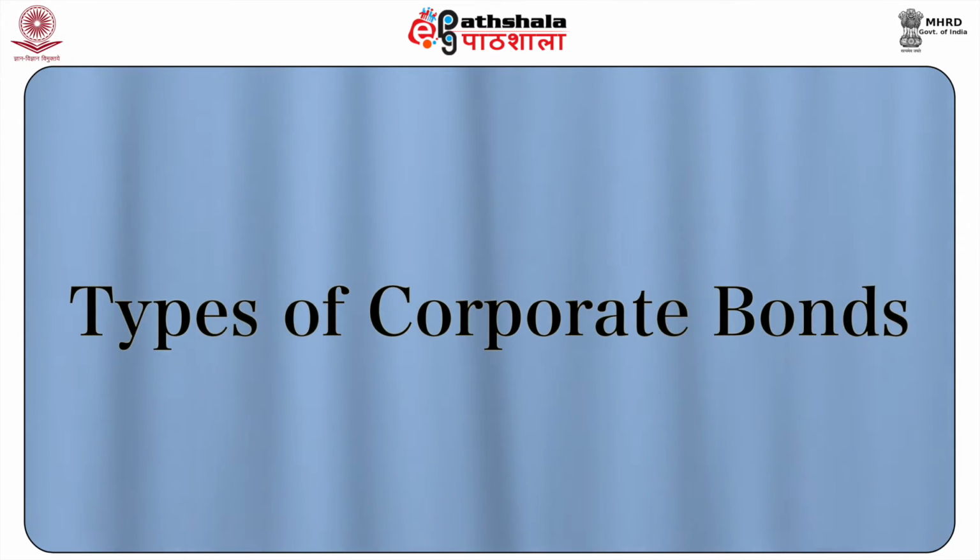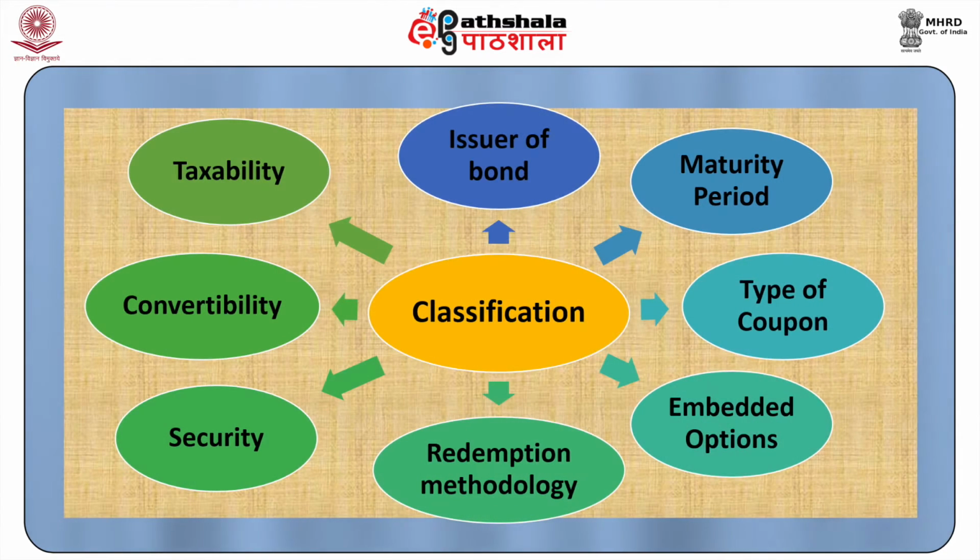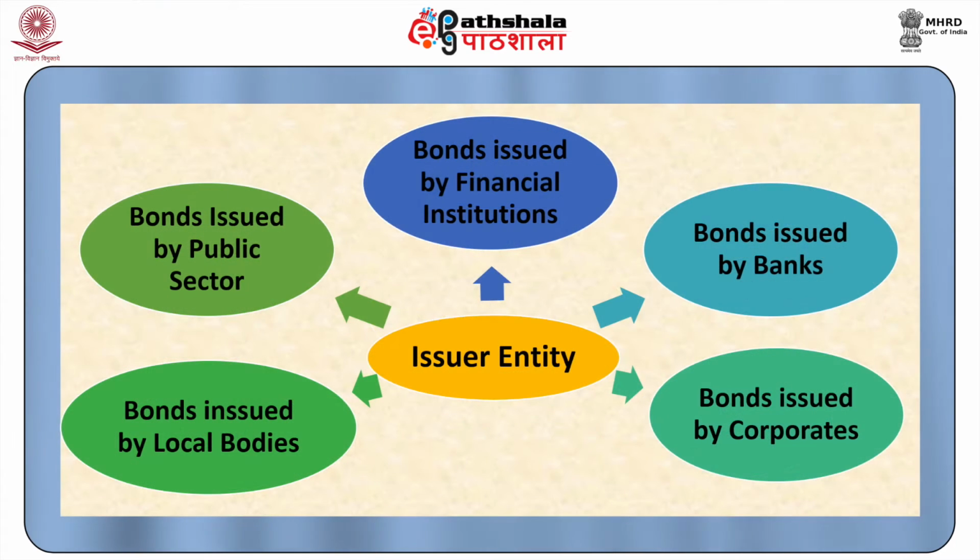Types of corporate bonds. Corporate bonds in India can be classified based on the following criteria: issuer of bond, maturity period, type of coupon, embedded options, redemption methodology, security, convertibility, taxability. First, classification of corporate bonds based on type of issuer entity: bonds issued by local bodies, bonds issued by public sector units, bonds issued by financial institutions, bonds issued by banks, bonds issued by corporates.